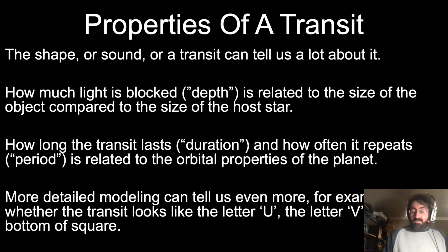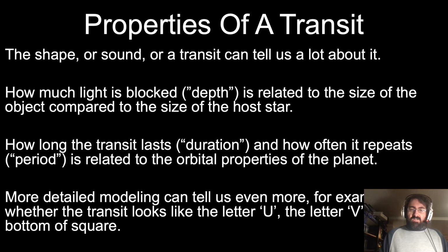Additional modeling can tell us even more information. So, for example, the detailed shape of the actual transit can tell us a lot more information about both the star that the object's crossing and the object itself. So some of the things we look for here are shapes, whether the transit looks like the letter U or the letter V with sharper edges and shorter base, or even something that's very square, like the bottom of a square where you have very, very sharp sides and a very constant bottom.